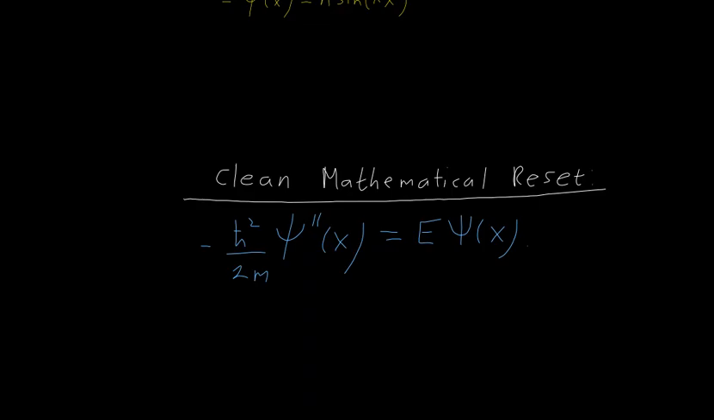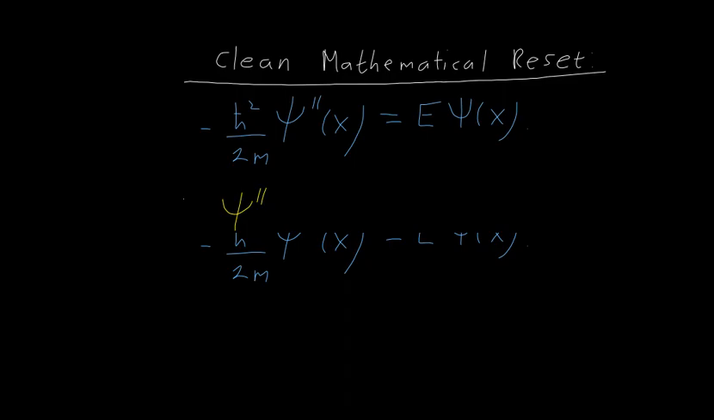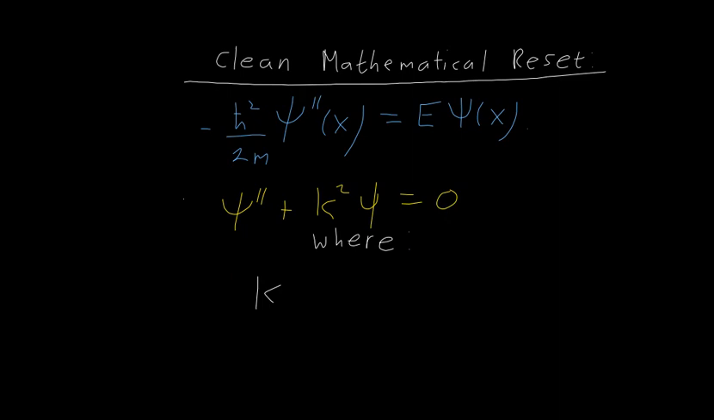Now, if we multiply both sides by negative 2m over h bar squared, we get psi double prime plus k squared times psi equals 0. Now I have to define what k is. k squared is equal to 2 times the mass times the energy divided by h bar squared. I just replaced that with k.